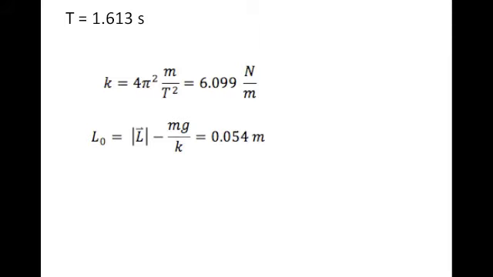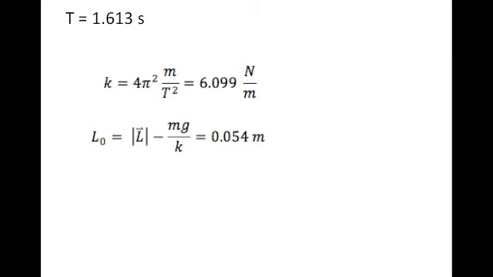First, we can solve for the stiffness of the spring. Before that, though, we need to know the period of oscillation. By using the graph from Tracker, I found this value to be 1.613 seconds. If we rearrange the equation for T, the period of oscillation, to solve for k, we get that k equals 4 pi squared times mass over T squared. When we plug in our values and calculate, the stiffness is found to be 6.099 newtons per meter.